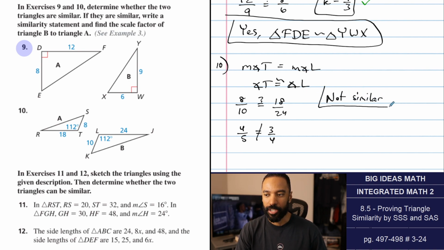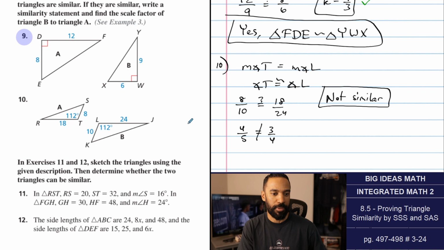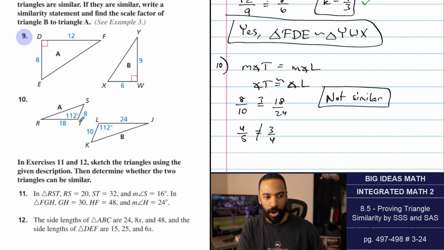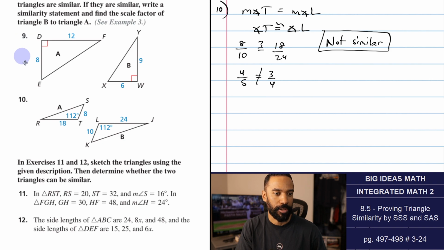I know they probably want us to make a similarity statement, if you will. You can't make one if they're not similar, but which triangles were we testing for? Obviously B to A, but is triangle JLK similar to triangle RTS? No, they're not. That was the test we went for. It didn't work. Oh, I didn't mark number 10. I apologize. That was number 10.